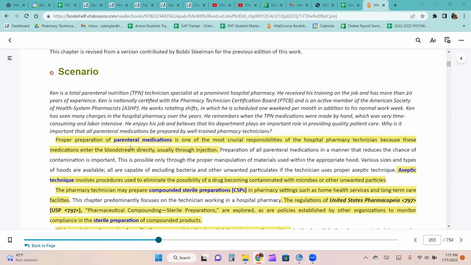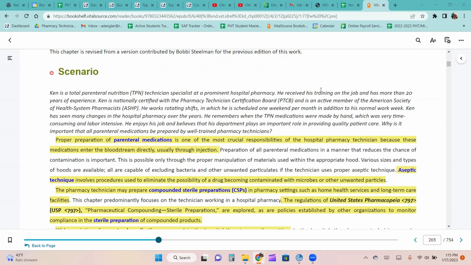Proper preparation of parenteral medications is one of the most crucial responsibilities of a pharmacy technician that works in a hospital because these medications enter the bloodstream directly, usually through injection. So basically, we have to make sure that we are using every sterile process available to not contaminate these medications because they're going directly in the bloodstream.